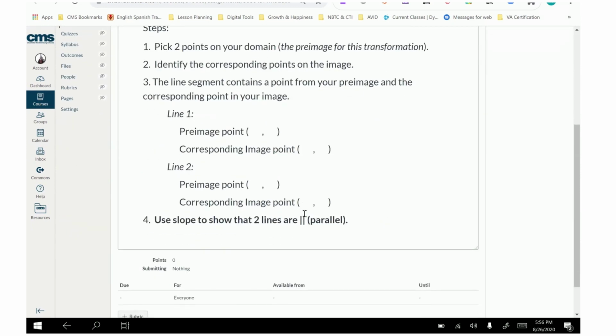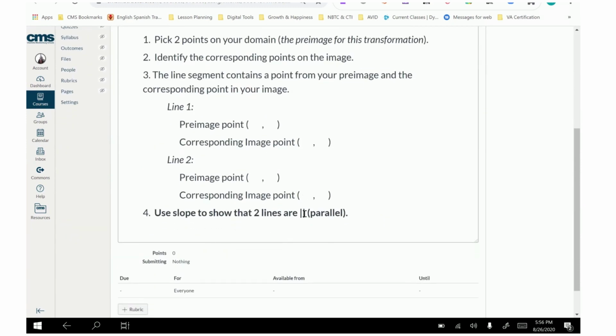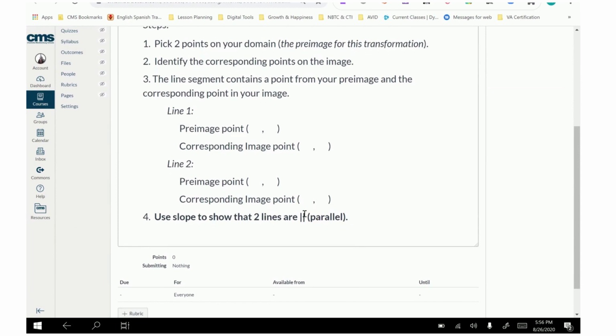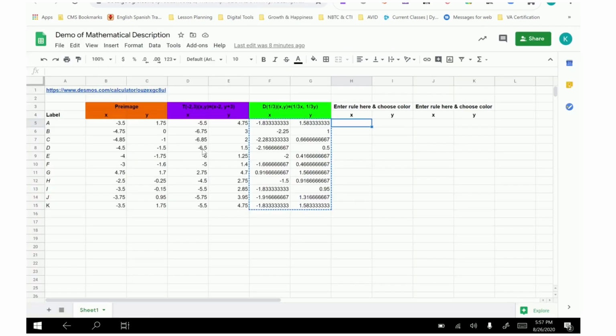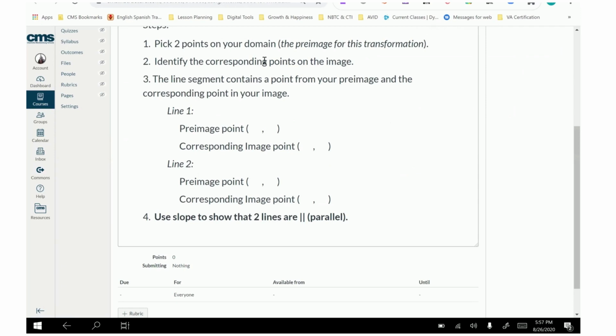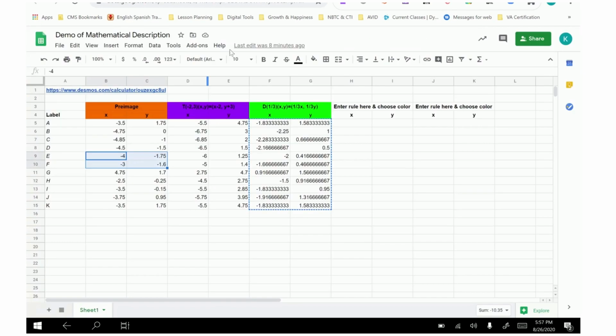The first thing it tells us to do is pick 2 points on your domain, which is the pre-image of this transformation. I did translation first, so I am going to choose 2 points over here on the pre-image. Then identify the corresponding points on the image, so I'm also going to look at these 2 points here.